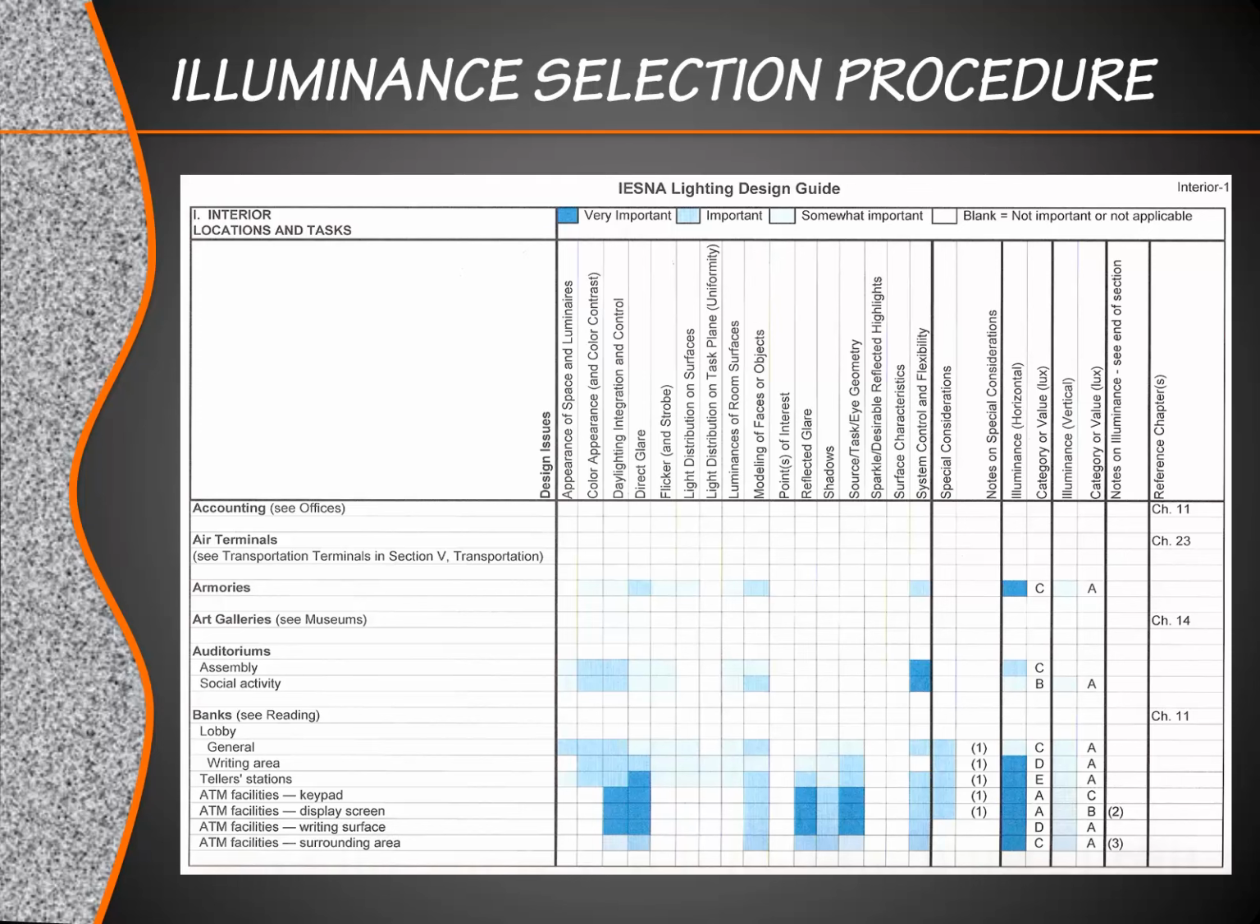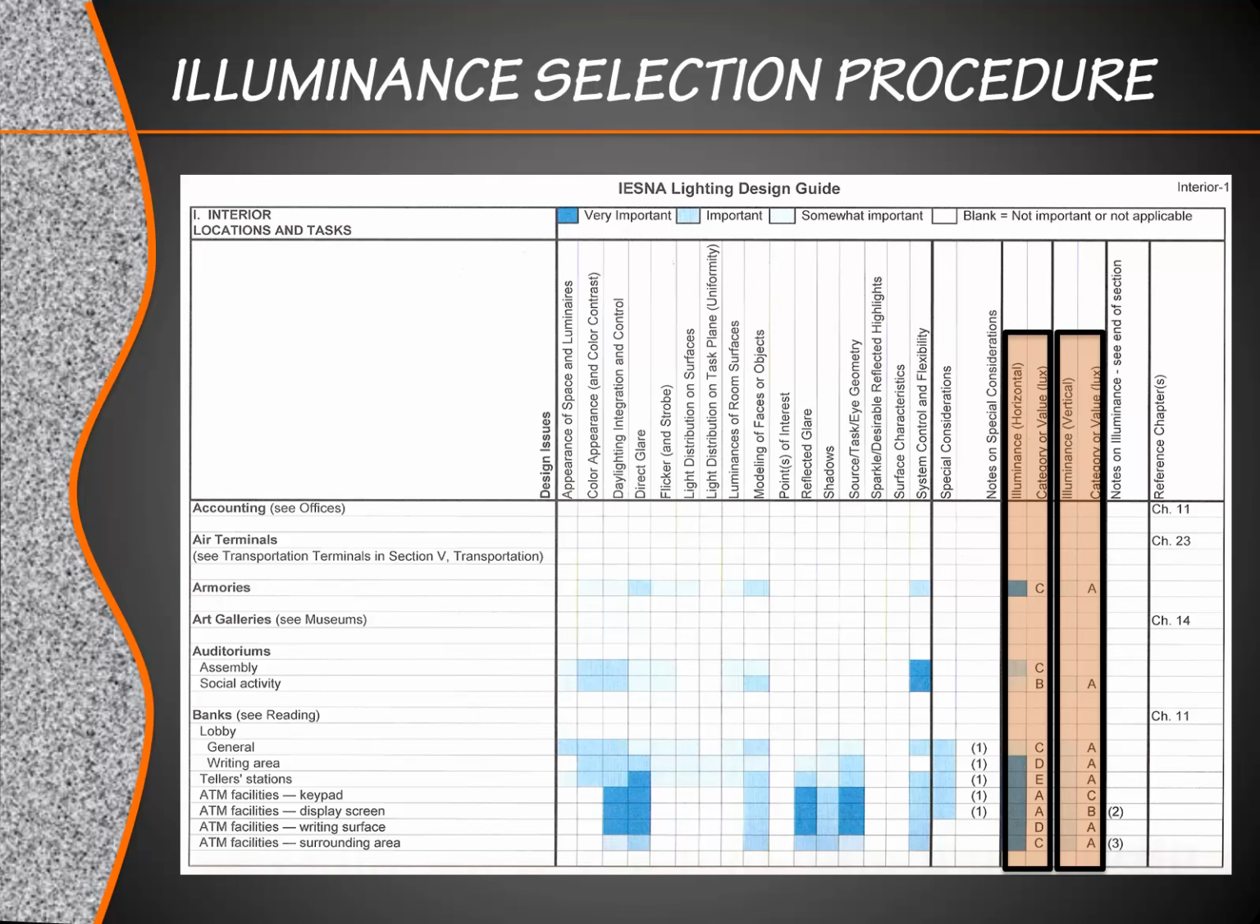So here's a typical page out of your IES Lighting Design Guide. On the left, we look up our building type and tasks. Then we go over to the columns on the right and read the letter that tells us our category that we'll find back on page 1. Notice here there are two columns with letters on them. The first one tells us horizontal values for tasks that occur on a horizontal surface like a desk. The second column tells us vertical values, or how much light is needed on the vertical surface.